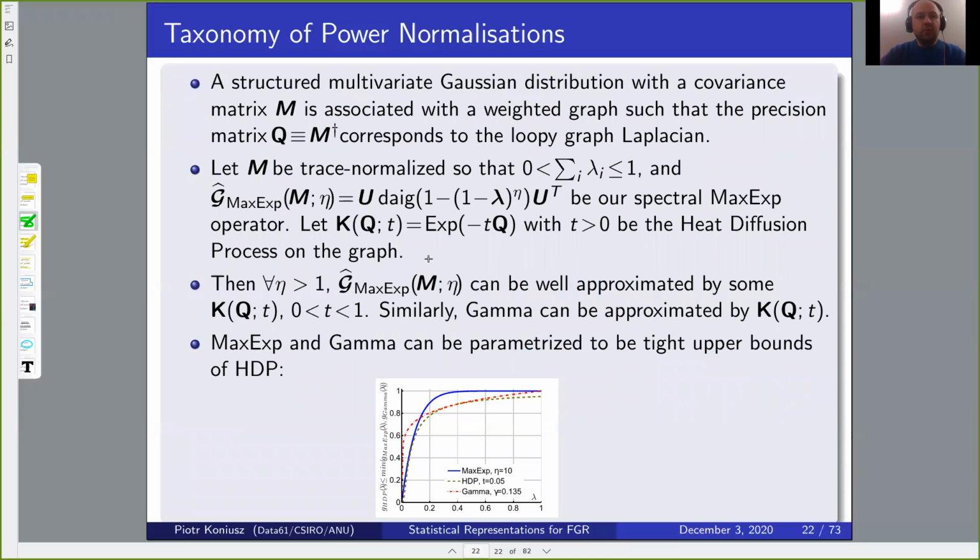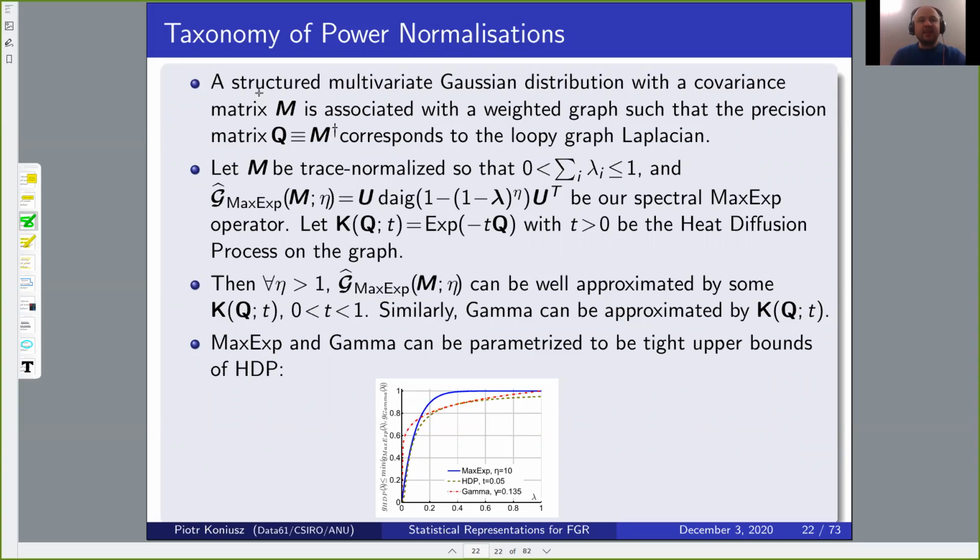Now, I wanted to move to an explanation of the relation between power normalizations, the spectral ones, and the heat diffusion. If you look at the plot at the bottom, we have the blue curve, which is the max_exp for some eta equal to 10. Then we have the gamma pooling, which is the red curve. The minimum between those two is an upper bound of this function in beige over here, which is essentially the curve for the heat diffusion process.